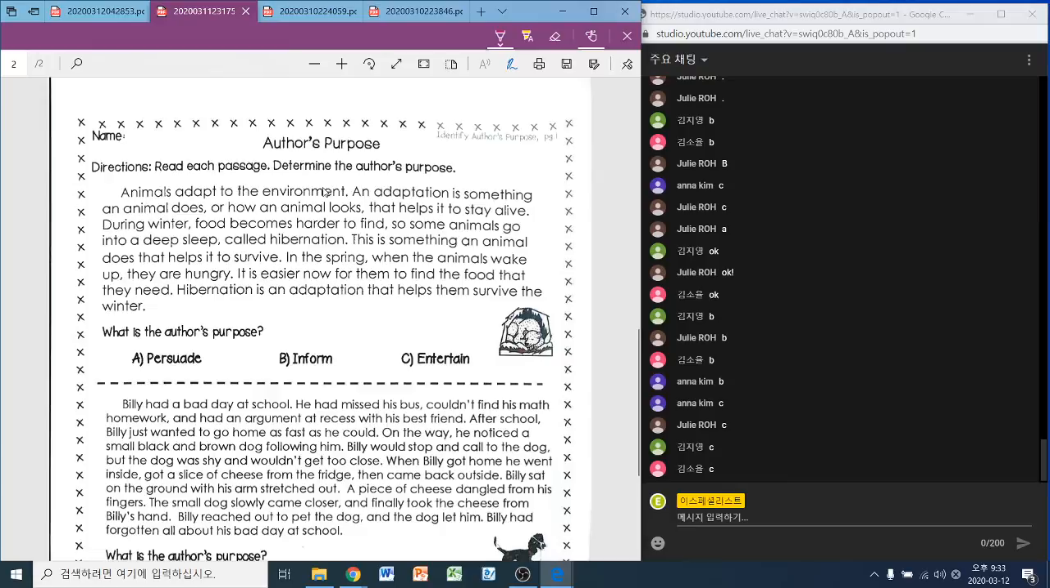Animals adapt to the environment. An adaptation is something an animal does or how an animal looks that helps it to stay alive. During winter, food becomes harder to find, so some animals go into a deep sleep called hibernation. This is something an animal does that helps it to survive. In the spring, when the animals wake up, they are hungry. It is easier now for them to find the food that they need. Hibernation is an adaptation that helps them survive the winter. What is the author's purpose? A. Persuade. B. Inform. C. Entertain.